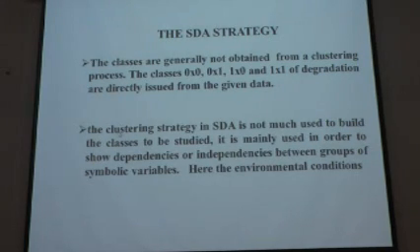Second point, the clustering strategy in SDA is not much used to build the classes to be studied. At the beginning I thought that, but in fact not. The classes are usually given by the users. It is mainly used in order to show dependencies or independencies between groups of symbolic variables. Here it was the case of environmental conditions.